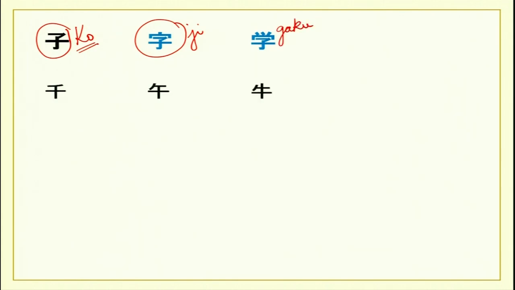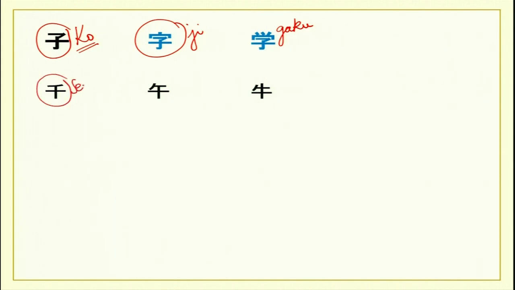This is ko, kodomo no ko, ko. Then this is kanji no ji. Kanji is the Chinese characters. Kanji no ji, which means letter. And this means child. Now this means gaku, which is place of learning. We have another set of kanjis over here. Similar looking kanjis.